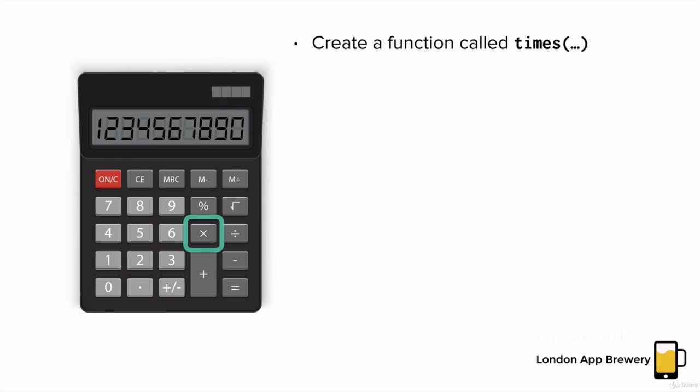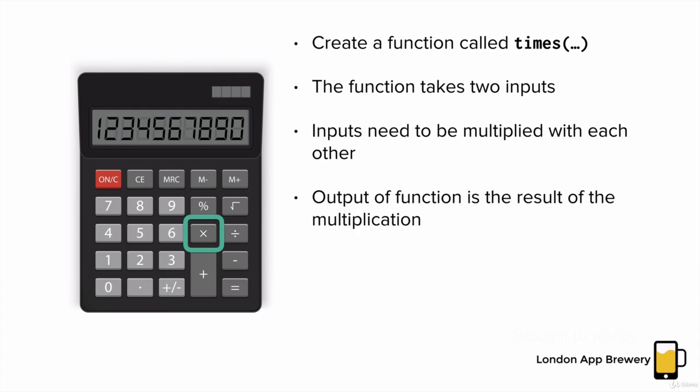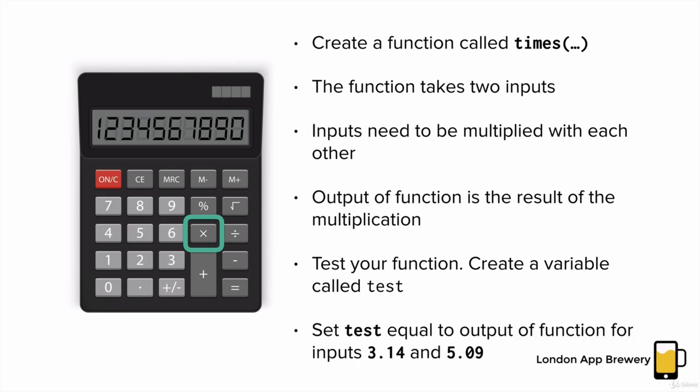In the Jupyter Notebook, create a function called times, and have this function take two inputs. It needs to multiply these two inputs together and provide the result as an output of the function. Also, you need to test this function that it works. So call your function and multiply 3.14 and 5.09. Store this value in a variable called test, and print out the value of test below the cell. I'll give you a few seconds to pause the video. You ready? Here's the solution.